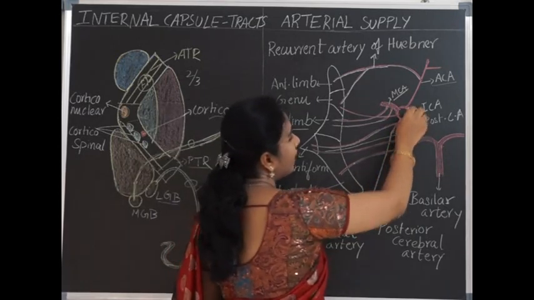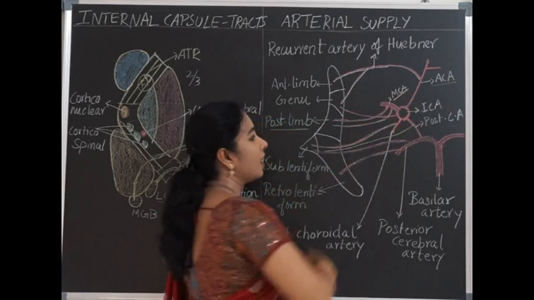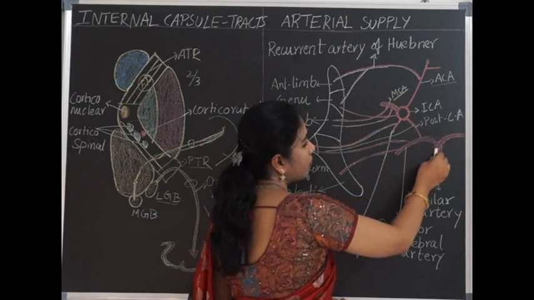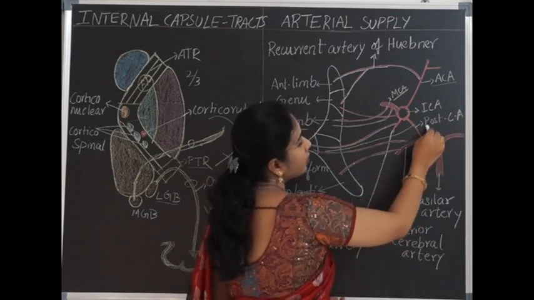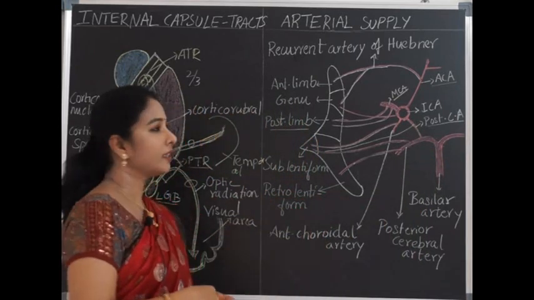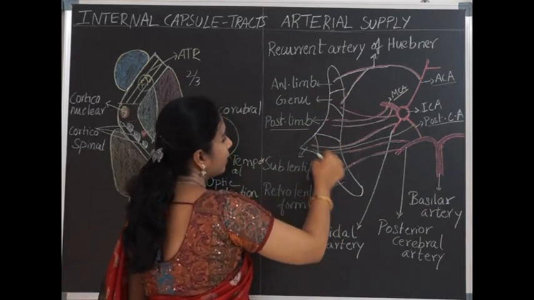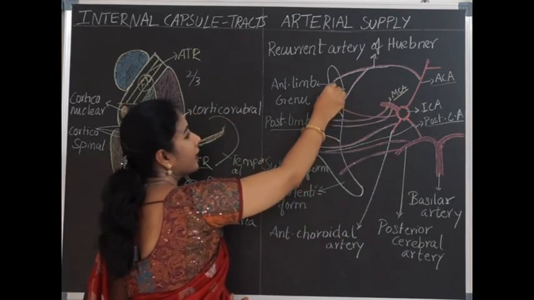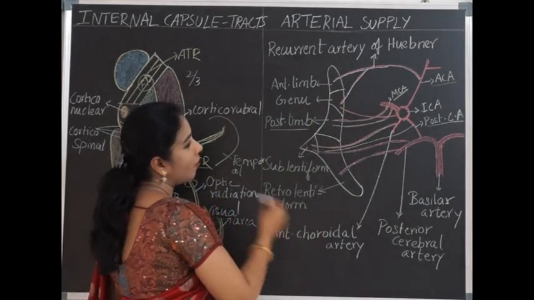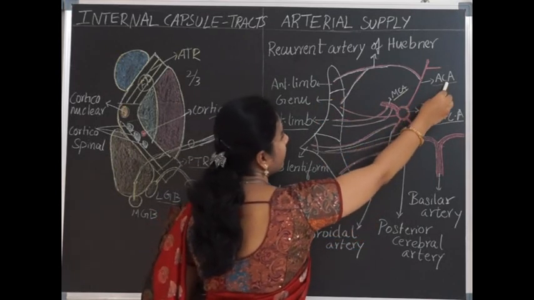The internal carotid artery gives out two major branches. One is the anterior cerebral artery, the other is the middle cerebral artery. The internal carotid artery also communicates with the posterior cerebral artery by means of the posterior communicating arteries. Now let's see the branches which supply the internal capsule. To understand the blood supply of the internal capsule, we have drawn a schematic picture dividing it into anterior limb, genu, posterior limb, sublentiform part and retrolentiform part. So we shall begin with the branches from the anterior cerebral artery.